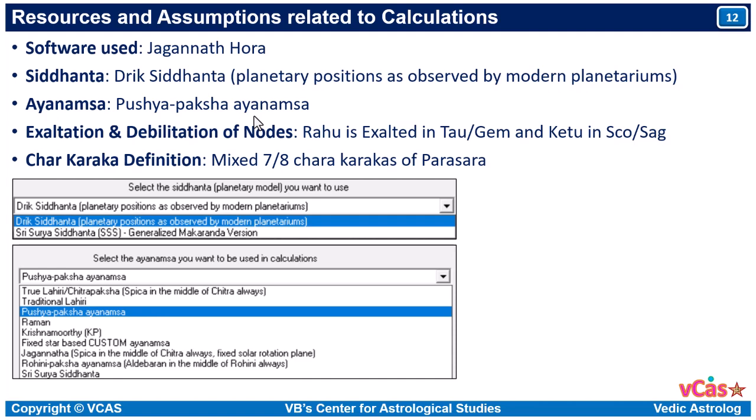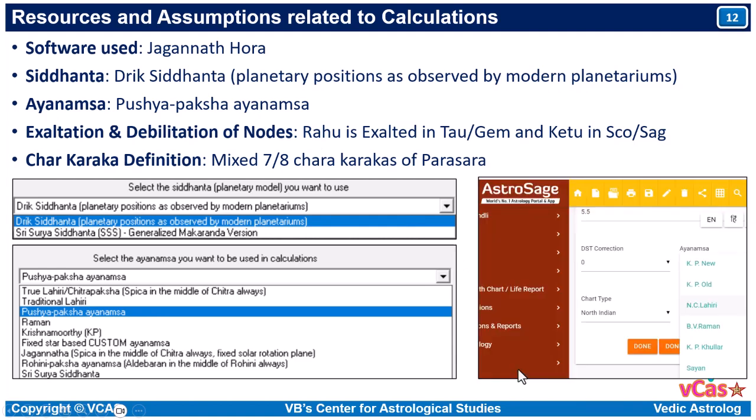I use Pushyapaksha Ayanamsa for my analysis. There is some free online software like AstroSage. However, it offers a very limited list of Ayanamsas to choose from, and the one that I use, Pushyapaksha Ayanamsa, doesn't even feature here. The other two important assumptions are the exaltation and debilitation of the nodes, where I use the option Rahu is exalted in Taurus or Gemini and Ketu in Scorpio or Sagittarius, and for Chara Karaka definition, I use mixed 7-8 Chara Karakas of Parasara.